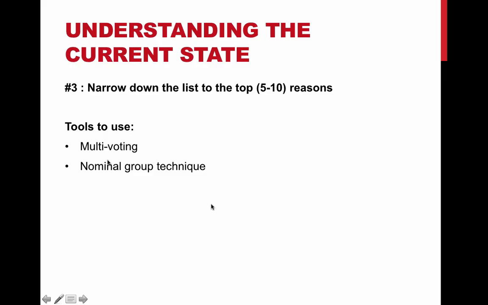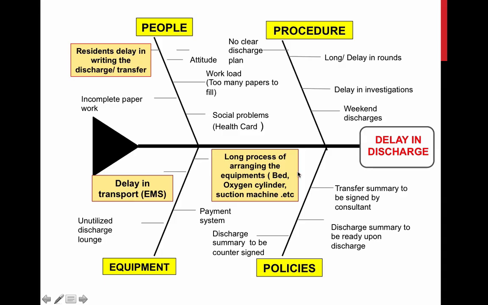And what would we use here? We'll use a multi-voting technique or a nominal group technique. Okay. Now, what would I do for a multi-voting technique? I would probably ask my team. I would put this all into a sheet of paper, and ask my team members to rank order them.